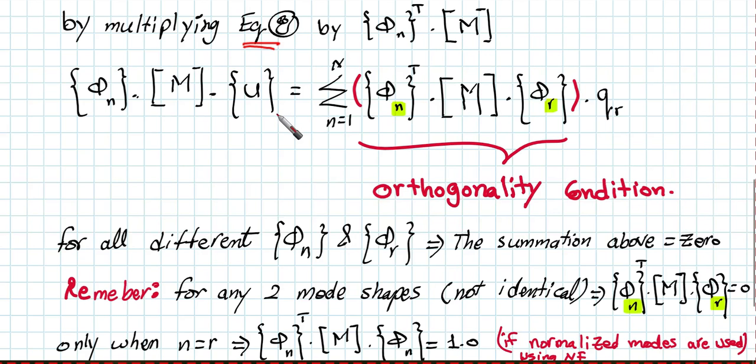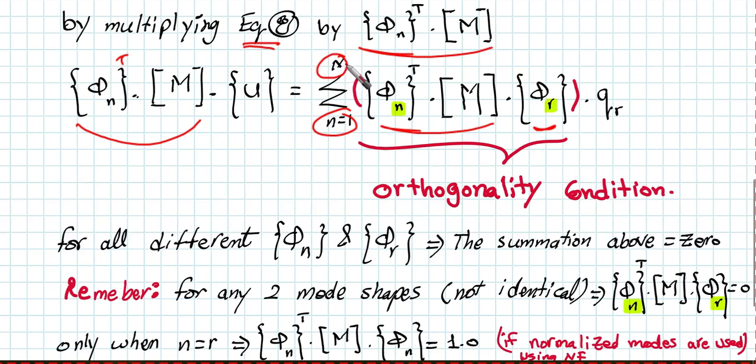Both sides. So we are going to put phi n transpose M times u here, which is the displacement vector, and then in the right hand side we are going to put the same phi n transpose times the matrix M, and we put them with q r as it was in the equation, all multiplied by q r. And do not forget the summation here. We have the summation from n equal 1 to capital N. This is the number of degrees of freedom that we have. So if we have 3 degrees of freedom, then N should be 3. And we are going to have 3 different mode shapes in this case.